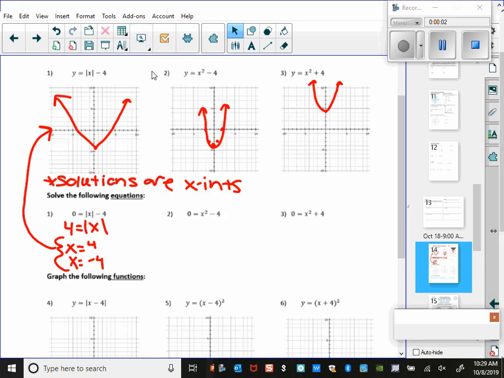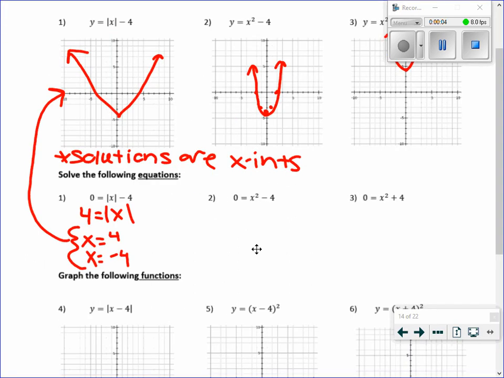All right, so looking back from the graph to the equation, your solutions are your x-intercepts. So thinking about why does that make sense? Here you have y equals, here you have 0 equals. What is this line right here, your x-axis? That's what? Y equals 0. So think about that, y equals 0.